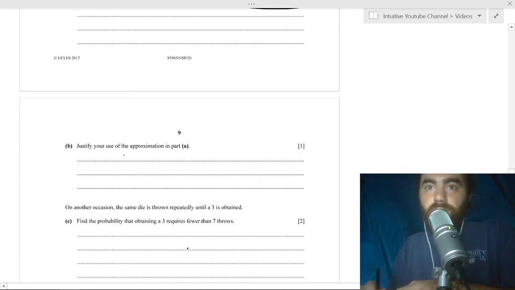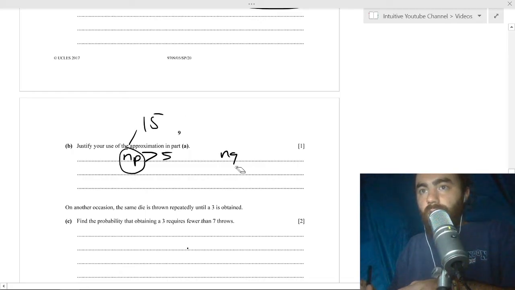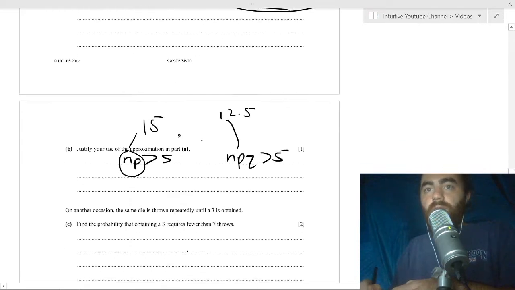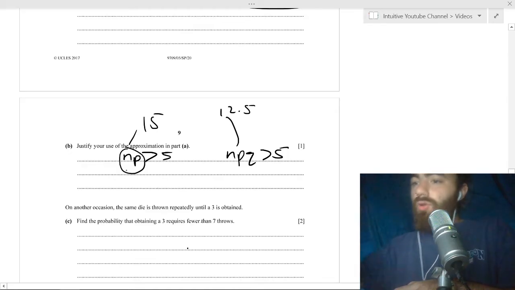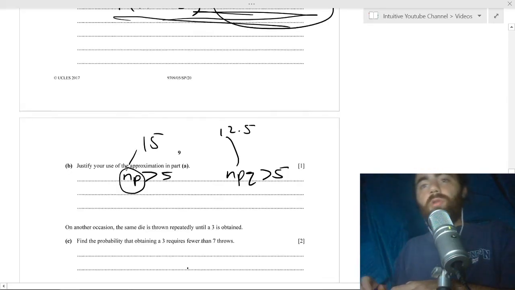Justify this. Well, this is simply because our np is greater than 5, because this is 15, and our npq is greater than 5, and this is 12.5. That's how you know if it's a good idea to make a normal approximation.